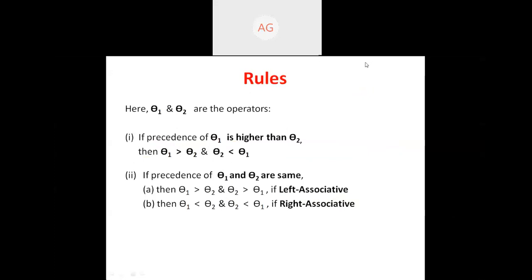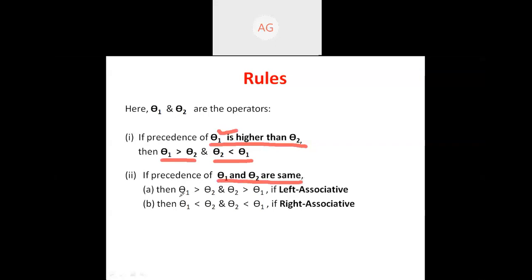Moving to the next slide, only 2 minutes are remaining. Just consider these rules: if theta 1 and theta 2 are operators, and the precedence of theta 1 is higher than that of theta 2, then theta 1 is greater than theta 2, because it has the higher precedence. We can also write that theta 2 is less than theta 1, because theta 1 has the higher precedence. And if the precedence of theta 1 and theta 2 are the same, then these are our relations.